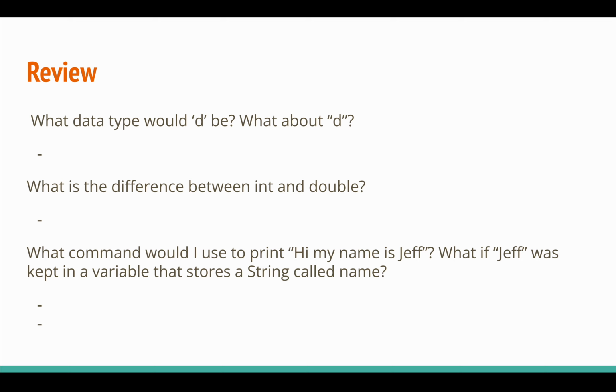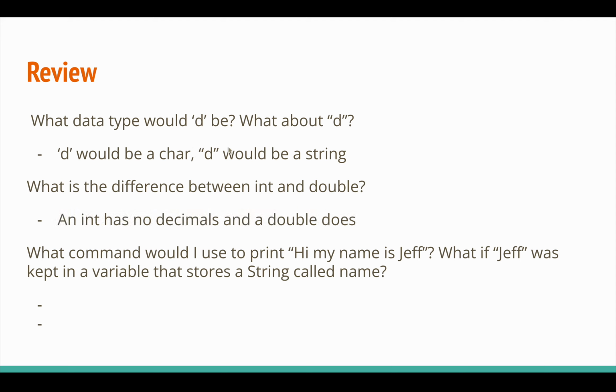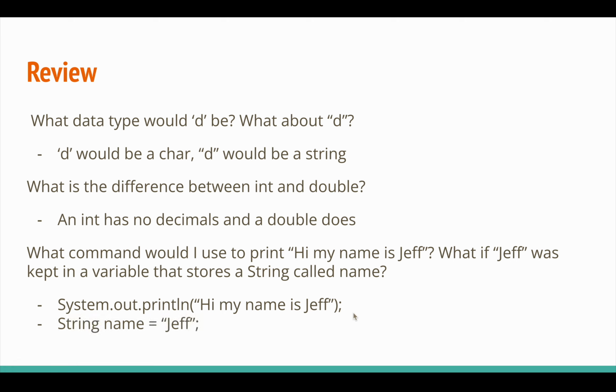Okay, so the answer to the first question is D would be a character and the other D would be a string because one is stored in single quotes, the other is in double quotes. An int has no decimals while a double does. And to print hi, my name is Jeff, you would use system.out.println in this sentence. And to assign Jeff in a string variable called name, you would do the following.